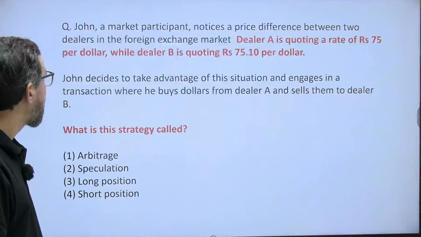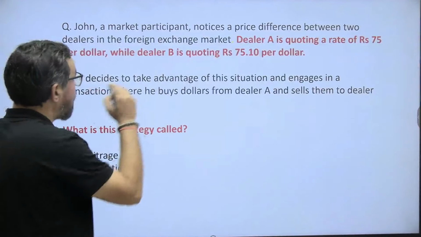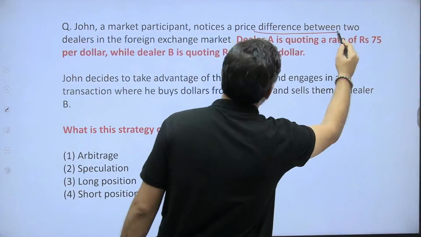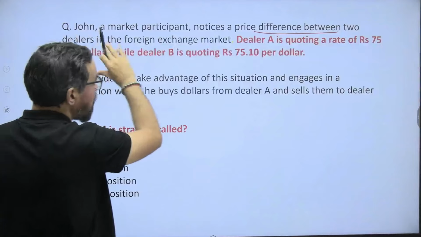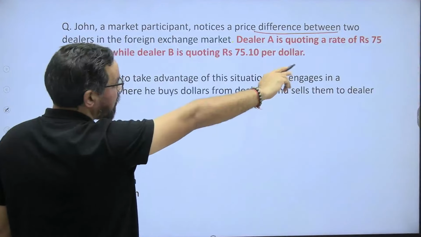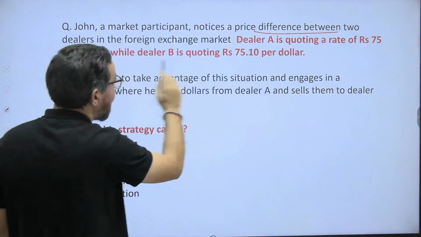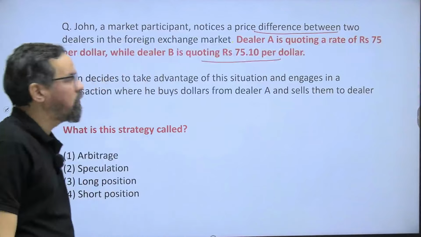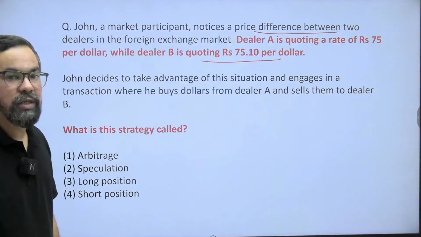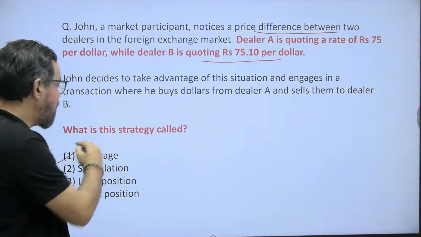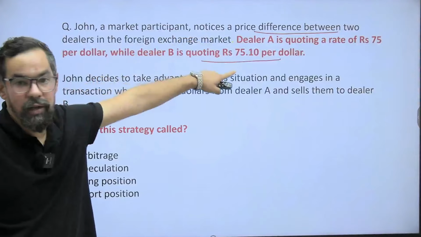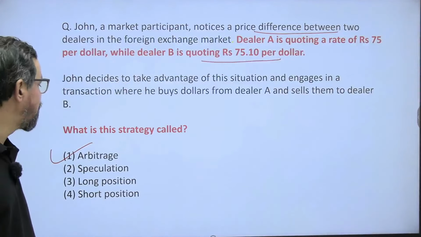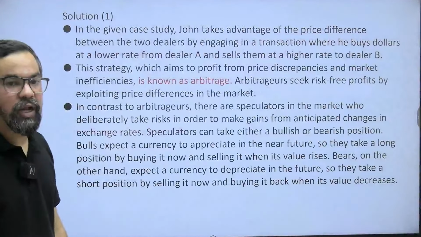Next one. John, a market participant, notices a price difference between two dealers. Dealer A is quoting 75 rupees per dollar and B is quoting 75.10. So it's a case of arbitrage, right? So buy here and sell there. Buy in A and sell in B, and you will make a risk-free profit. So that is called arbitrage.